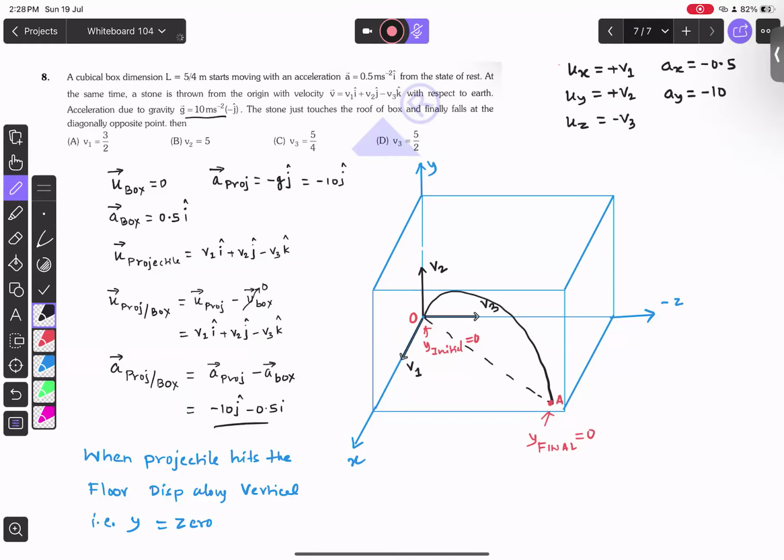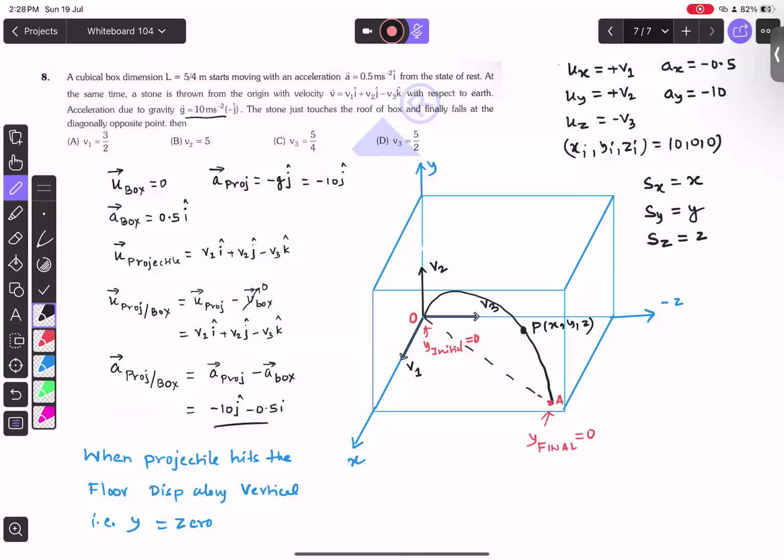So if our projectile is at some point P having coordinates x, y, and z, tell me what the initial x, y, and z are. 0, 0, 0. So in time t, how much displacement along x will there be? X, because initial x is 0. In time t, how much displacement along y? Y, because initial y is 0. How much displacement along z? Z, because initial z is 0.